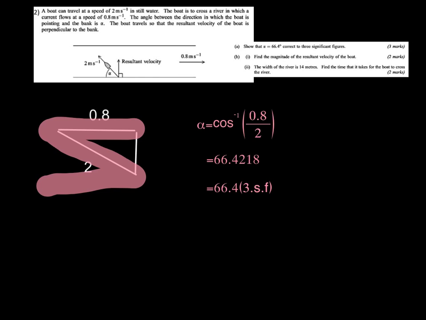So to find this angle here, we've done inverse cos of adjacent over hypotenuse. Get that answer out to three significant figures, that's 66.4, and because of our alternate angle here, that angle there would be the same as that, which is alpha marked on the diagram.